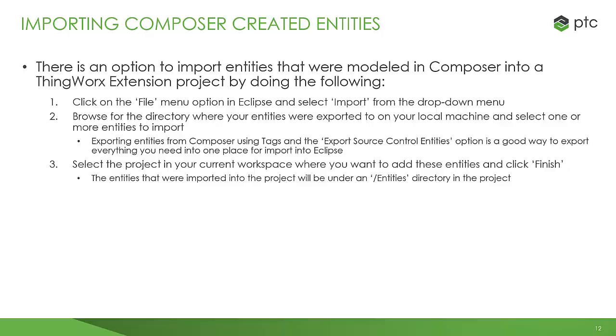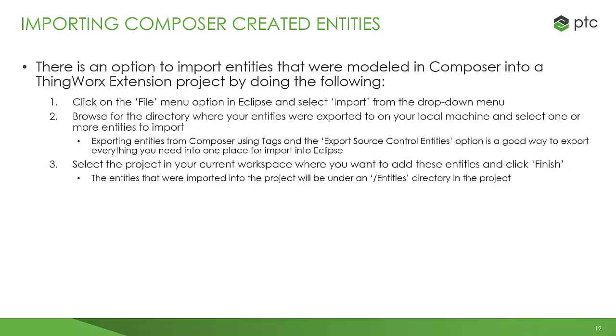Step 1. You'll first click on the File menu in Eclipse and select the Import menu option from the dropdown. Next, you will browse to the directory that your entities were exported from ThingWorx and select one or more of those files to import. You may have exported your entities in a variety of different ways, but a good option here is to use tags in Composer to export the grouping of entities you wish to import into the extension. Finally, you'll select the project you are importing to in the currently active workspace and click Finish. The entities will then be under the project in an entities directory.